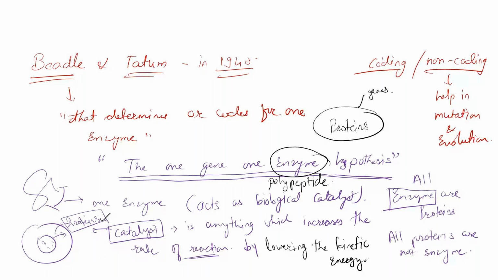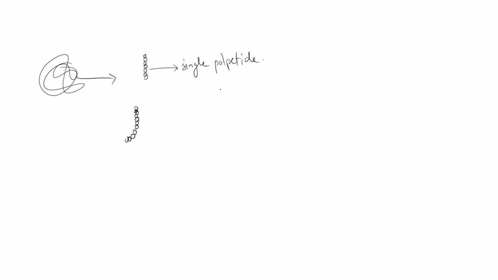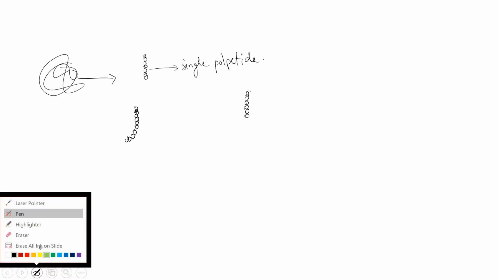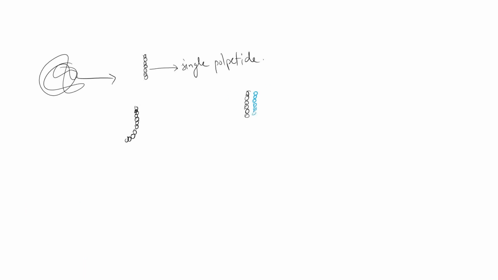Okay. So the next concept: this was broadened, one gene one polypeptide, because many genes code for proteins that are not enzymes, right? But later on we got to know that there are so many genes forming polypeptide chains, but many times a single polypeptide chain is not able to function. It requires the binding of one polypeptide chain with another polypeptide chain. We call it a multi-subunit protein, right? Multi-subunit protein.